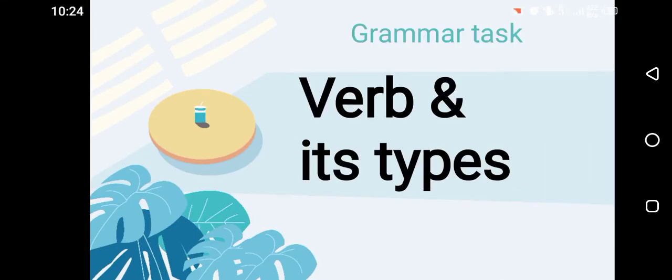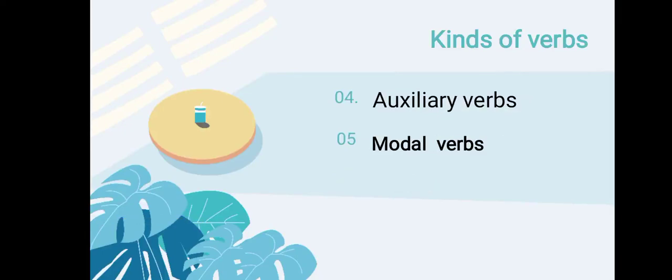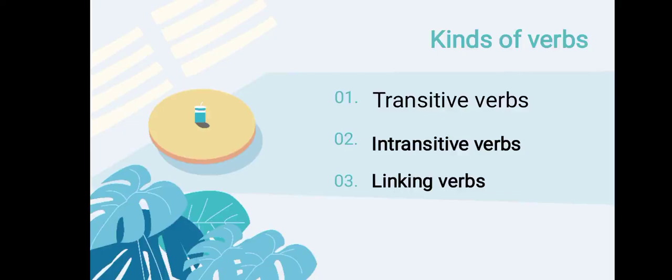As you know, in our previous class, we learned about homophones and homographs. In today's lecture, you will learn about grammar: verbs and their types. These are the kinds of verbs: transitive verbs, intransitive verbs, linking verbs, modal auxiliary verbs, and auxiliary verbs. But we will discuss transitive and intransitive verbs in today's class.